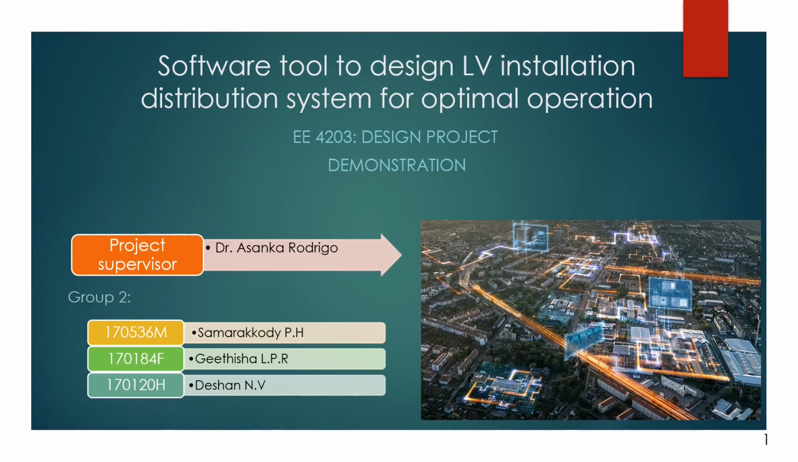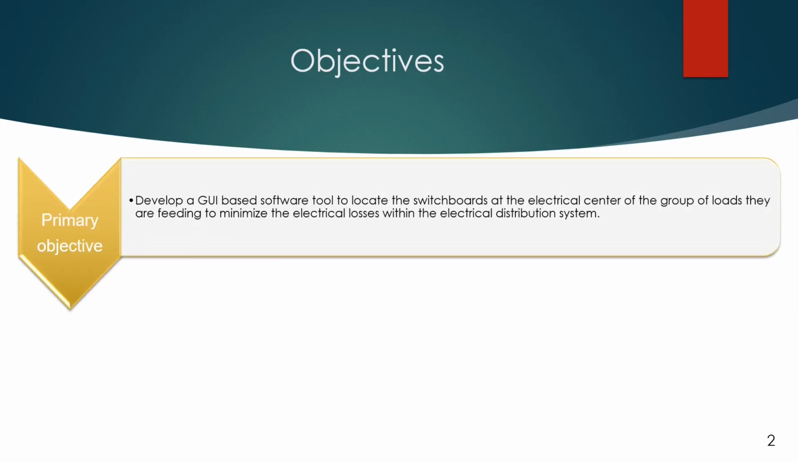Good morning, everyone. We are the final year project group 2 who is building a software tool to design LV installation distribution system for optimal operation. The main objective of our project is to develop a graphical user interface based software tool to optimize the low voltage cable paths and position switchboards to minimize the electrical losses within the electrical distribution system.